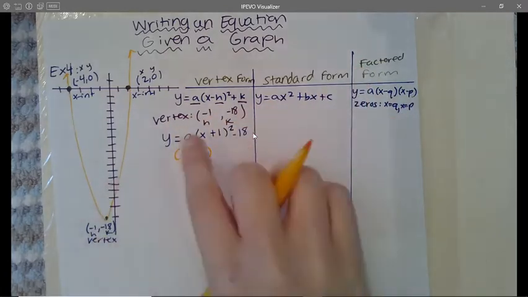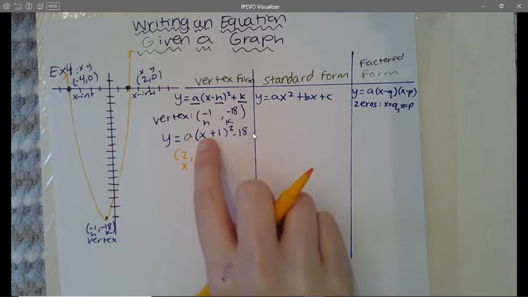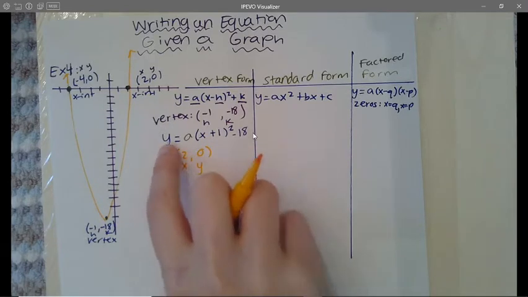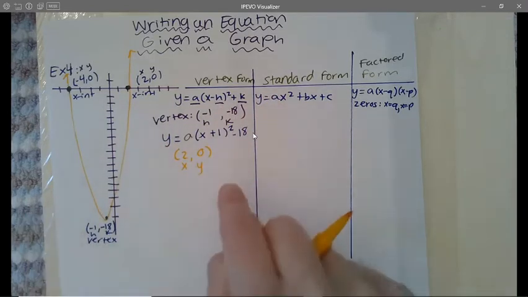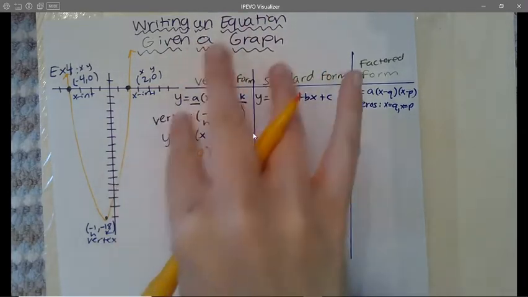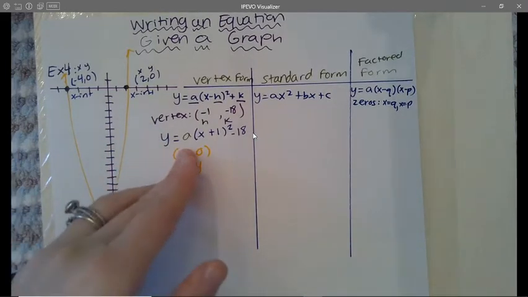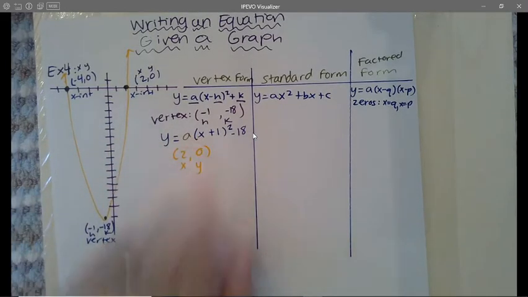But in order to find the a, I'm going to substitute in 2 for the x and 0 for the y, and that way I can solve for a. And then when I find a, I'll rewrite my equation like this where I don't touch the x and y. Okay, so we only touch the x and the y when we need to find a value in our equation, which in this case is the a value.